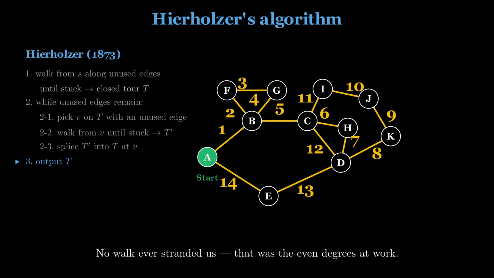At no point did a walk leave us stranded. That was the even degrees at work. And nothing here was special to this example. The construction works in every connected graph with even degrees. That proves Euler's theorem.